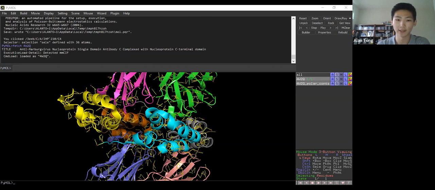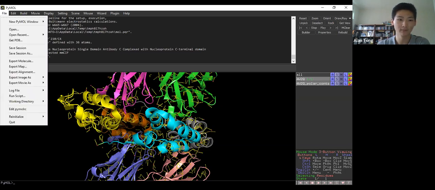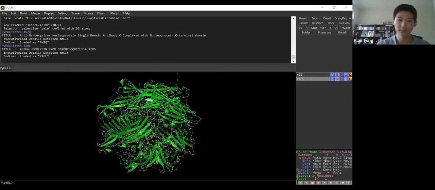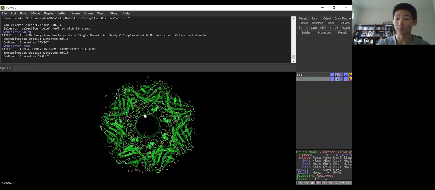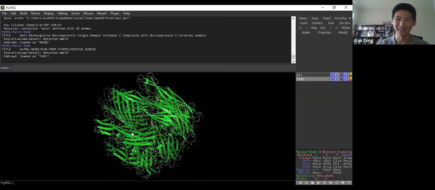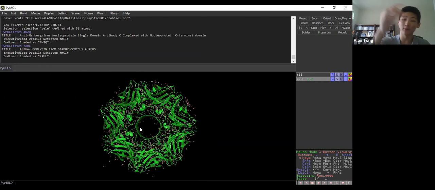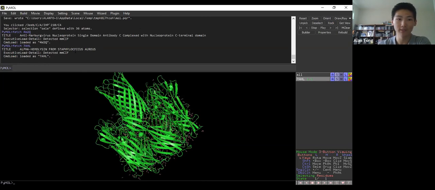Fetch 7AHL. All right, let's do that. So let's reinitialize. Let's do fetch 7AHL. So this right here is a protein that some bacteria, Staphylococcus, uses to punch holes into your cells to kill your immune cells, to kill your blood cells. And so you see that hole right there? Ions can float in and out of that hole if it's punched through a membrane. And so this is called alpha hemolysin.